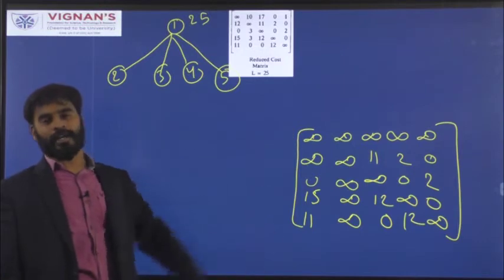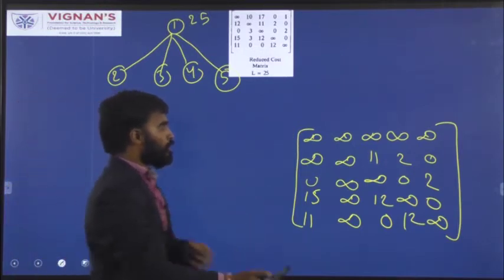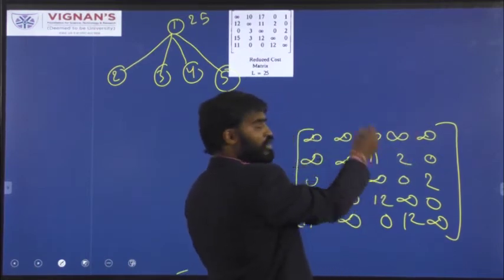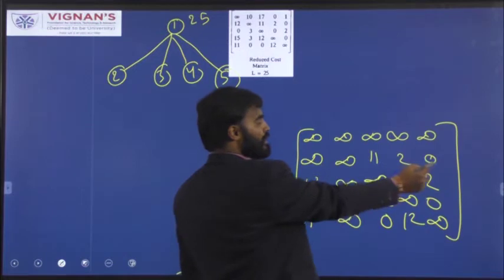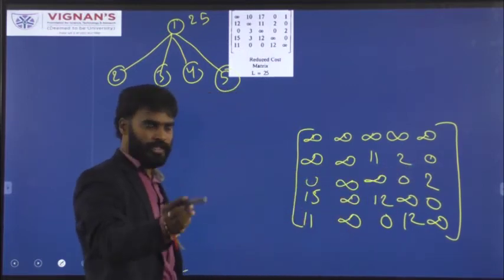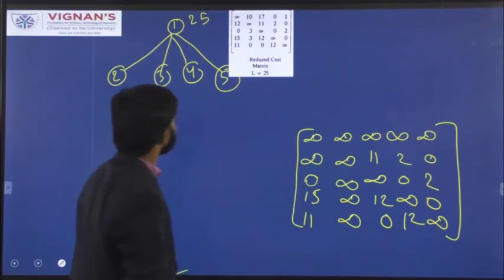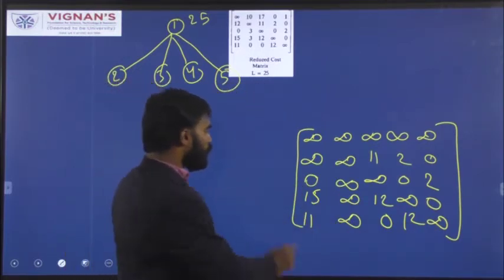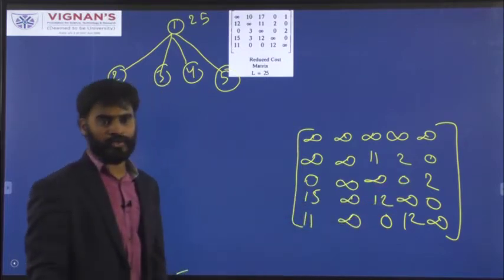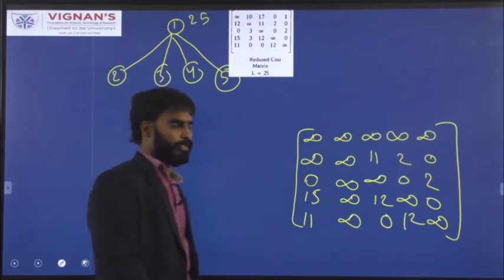Now reduce this matrix. The first row is all infinity, no need to reduce it. The second row has at least one 0, no need to reduce it. The third row has a 0, no need to reduce it. The fourth row is also all zeros, no need to reduce it. The fifth row also has at least one 0, no need to reduce it.